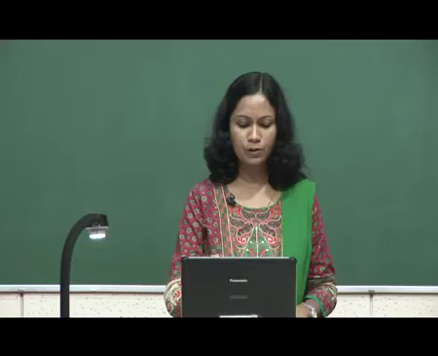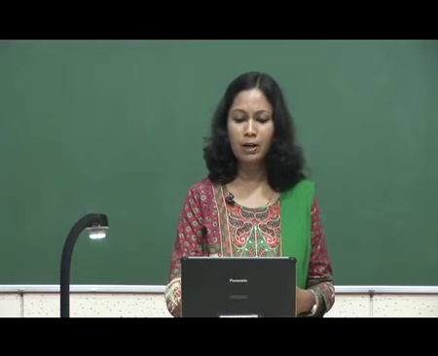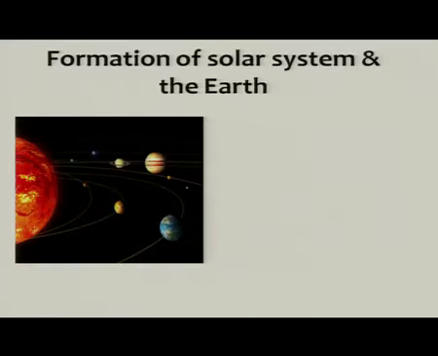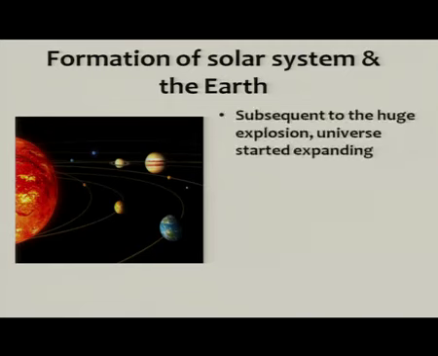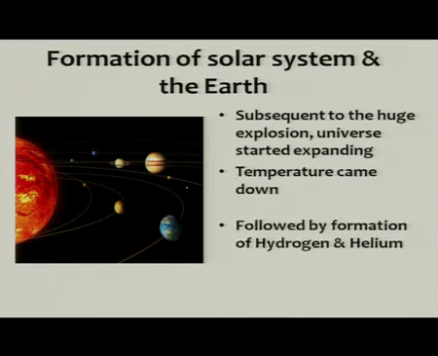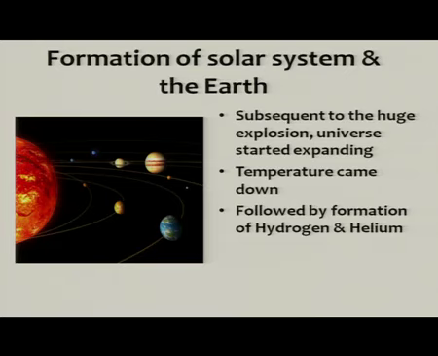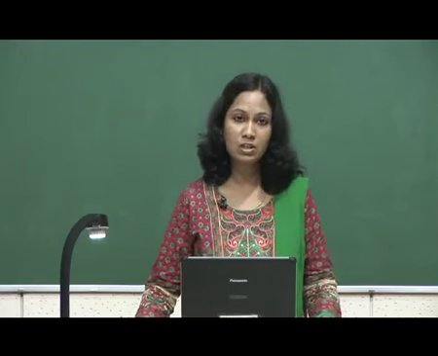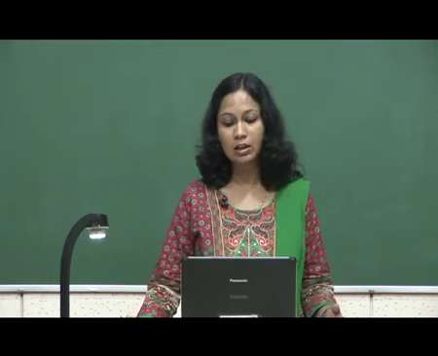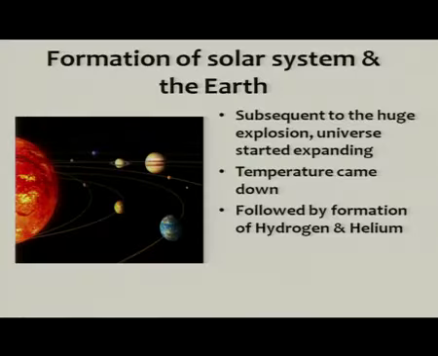So, what happened after the Big Bang? After the Big Bang, the universe started expanding, and the expansion we can see even now. Subsequent to the huge explosion, the universe started expanding, temperature came down, and as a result certain gases were formed, which was hydrogen and helium. You must be knowing that hydrogen and helium are the building blocks of most of these stars. In fact, all these stars, the sun, they are made up of hydrogen and helium.